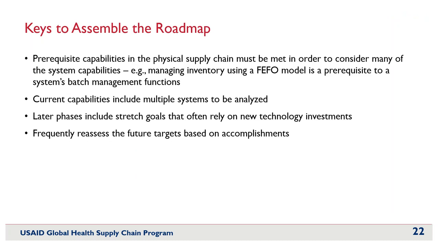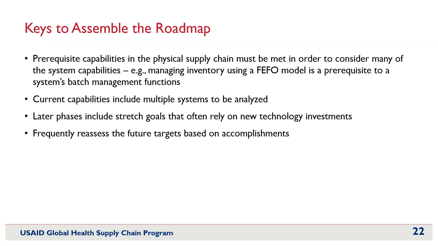So the keys to assembling the roadmap: we first look at prerequisite capabilities in the physical supply chain that needed to be met in order to consider many of the system capabilities. So for example, managing inventory using a FIFO model is prerequisite to the system's batch management functions. What we found going into that implementation was that the FIFO model, which is kind of dictated by the system, was not possible at many of the locations because of space constraints, because of poor warehouse layout.